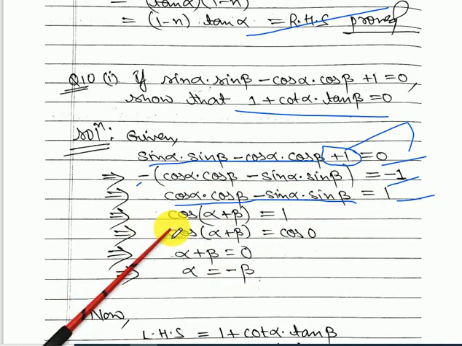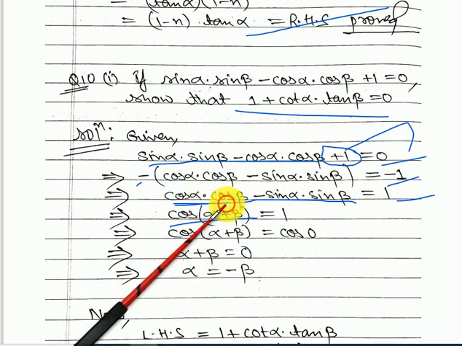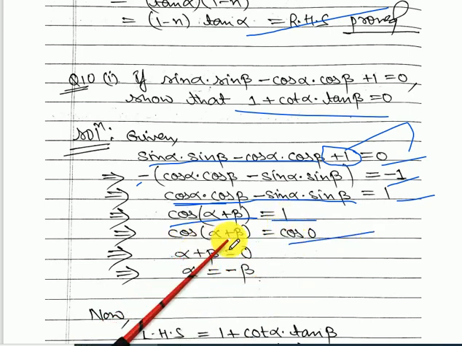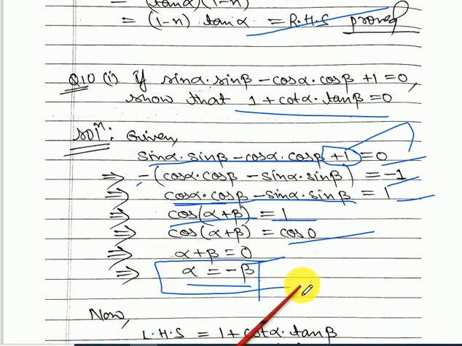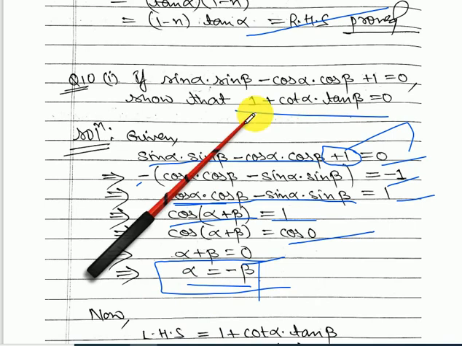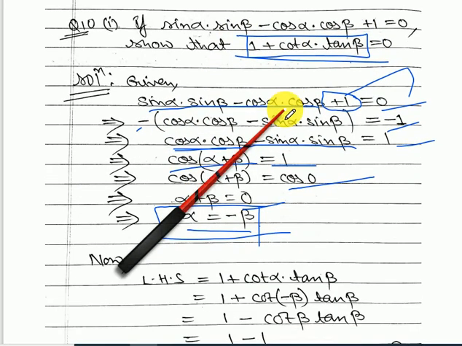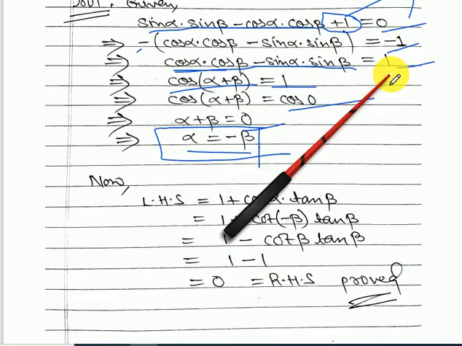This is the expansion of cos (alpha plus beta), so we can write cos (alpha plus beta) equal to 1. You know that when you're getting 1, that means cos 0. So cos (alpha plus beta) is equal to cos 0 implies alpha plus beta is equal to 0, that means alpha equal to minus beta, clear. So we know that alpha is equal to minus beta, so we'll use this value on left hand side, and that way we can show right hand side equal to 0.